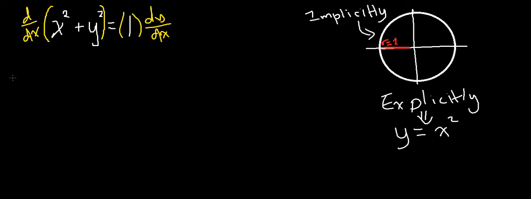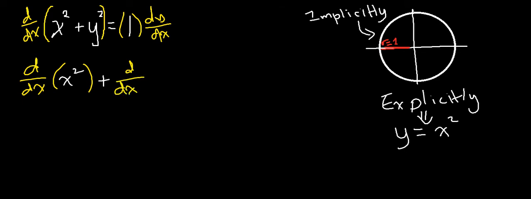So if we were to continue simplifying this, we would get d/dx of x squared, plus d/dx of y squared, and that's going to equal d/dx of 1. I wrote dy/dx over here, but I didn't mean to. It's not dy/dx, it's simply d/dx. There's no dy. My bad. Sorry if that was confusing.